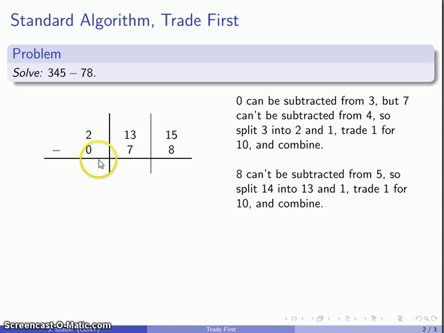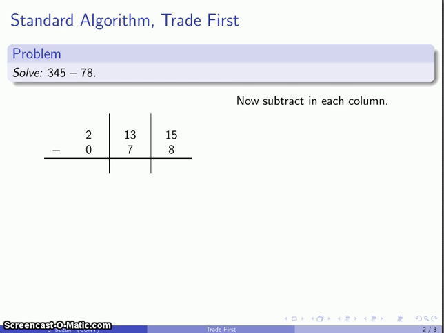10 minus 0, 13 minus 7, 15 minus 8. So let's subtract in each column. And it actually doesn't matter what order we do this in, so let's go left to right. 2 minus 0 is 2, 13 minus 7 is 6, 15 minus 8 is 7, and there's my answer, 267.